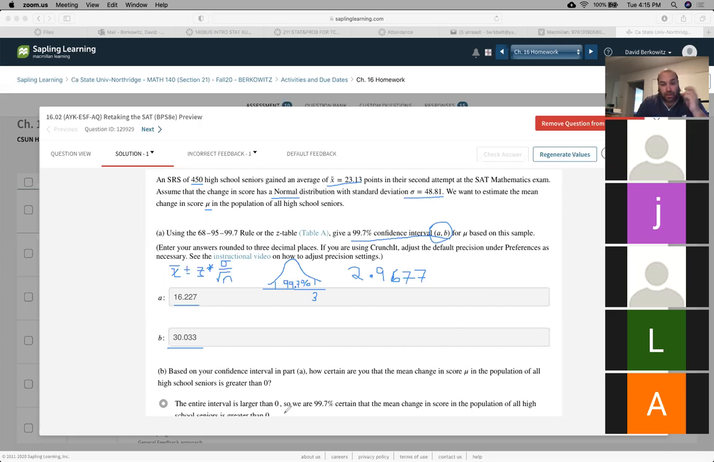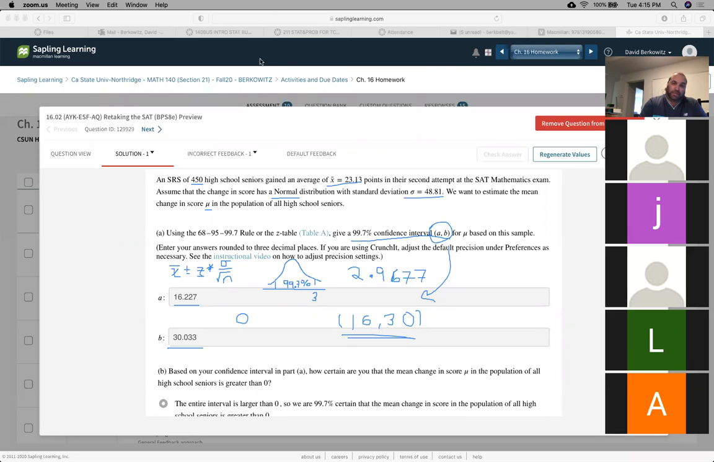No. Then it says, based on your confidence interval in part A, how certain are you that the mean change in score mu in the population of all high school seniors is greater than 0? So notice that 0 does not fall between these two numbers, right? My interval was 16 point whatever to 30 whatever, right? That was my answer. That's my AB. 0 is way out here. So I'm 99.7% confident that the true mean is not 0.